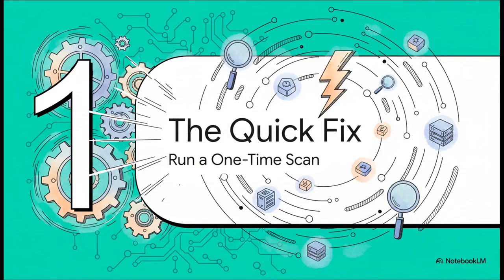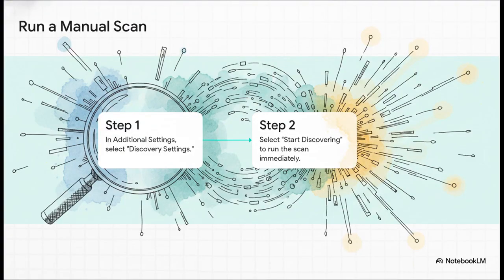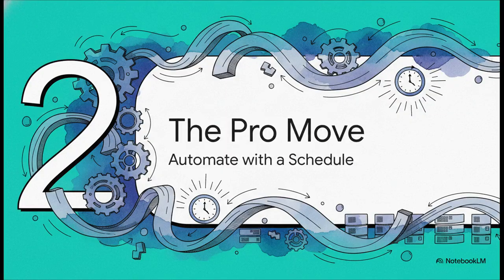Okay, so first things first. Let's start with the most direct approach. Sometimes you just need to pull in that application data right now. You can't wait for a schedule. This is your on-demand solution for getting those immediate results. And honestly, it could not be easier. You just pop over to Discovery Settings and hit that Start Discovering button. It's a simple 2-click process and it kicks off the scan instantly. It's perfect for those moments when you need fresh data on the spot. No questions asked.